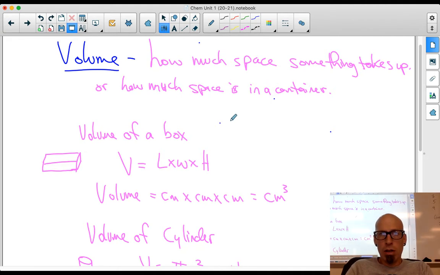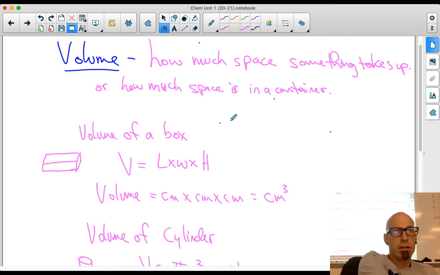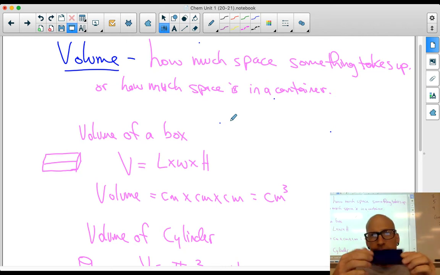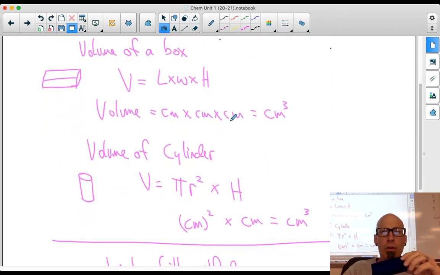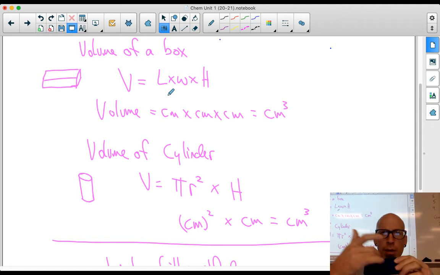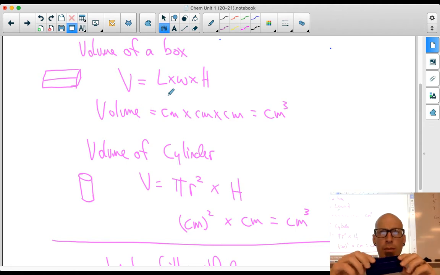So, volume is how much space something takes up, or how much empty space is inside a container. This is a container made of plastic, and the plastic takes up space, but inside the cavity there's an empty space. We talked about being able to calculate that one of two ways. If it's a box, then the length times width times height tells you the volume of the space inside a rectangular box.